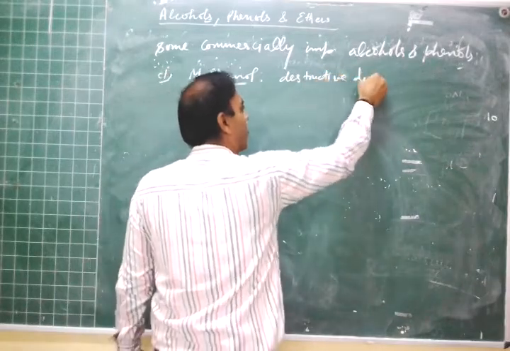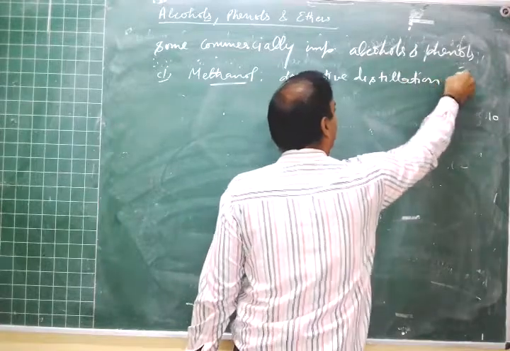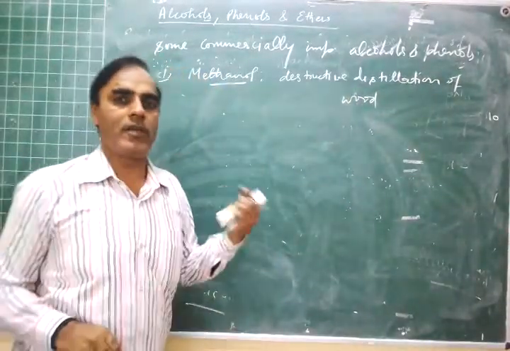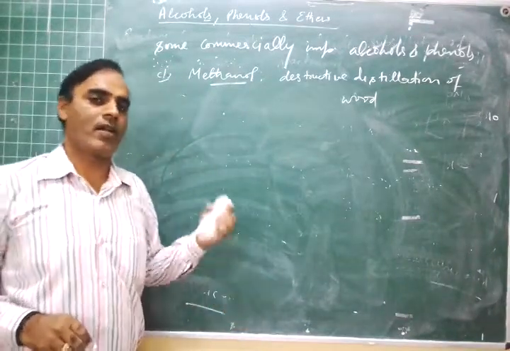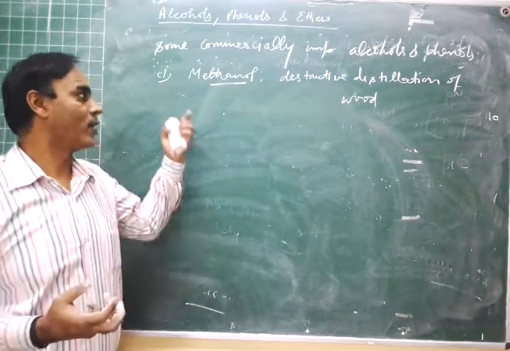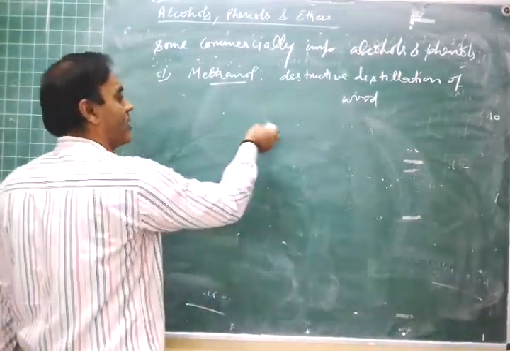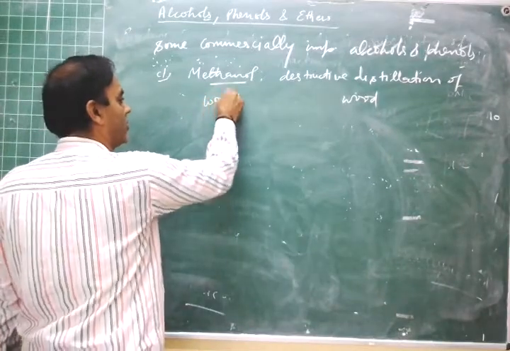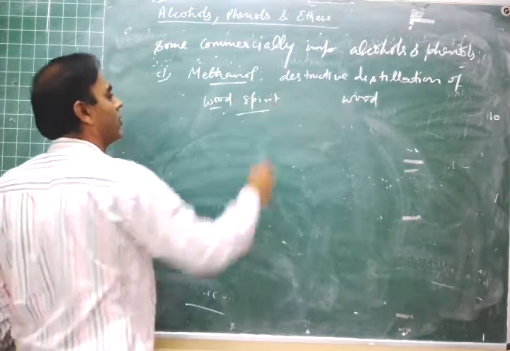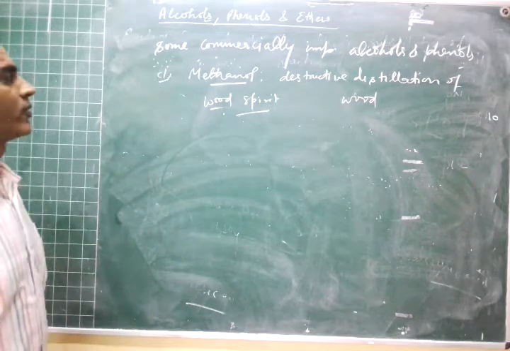Destructive distillation of wood. Destructive distillation means heating the wood at high temperature in the absence of air, and then the volatile product is collected, and that volatile product contains methanol, and that's why it is also known as wood spirit, right? Because earlier it was obtained from wood.